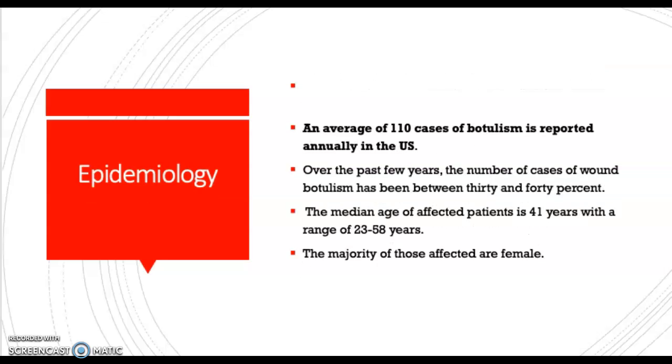Epidemiology. An average of 110 cases of botulism is reported annually in the U.S. Over the past few years, the number of cases of wound botulism has been between 30 and 40%. The median age of affected patients is 41 years, with a range between 23 and 58 years old, and the majority of those affected are female.